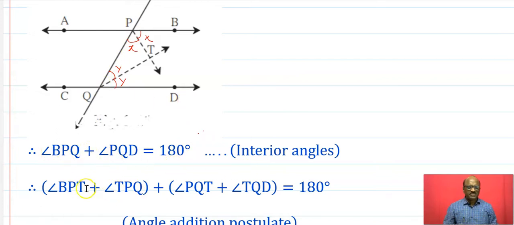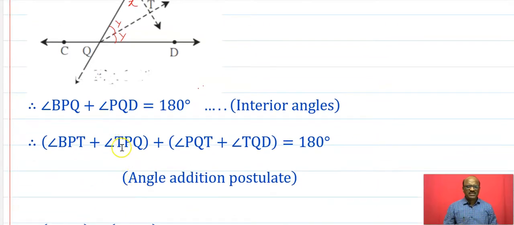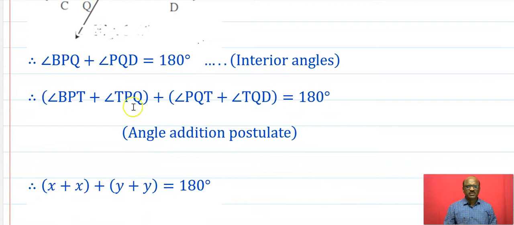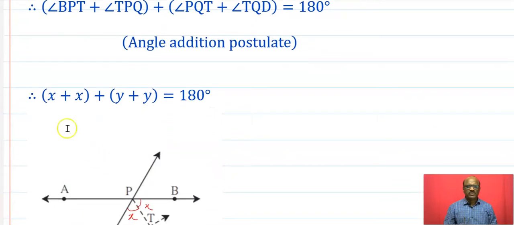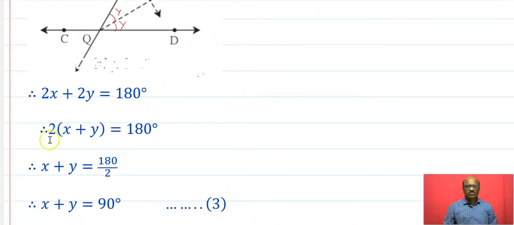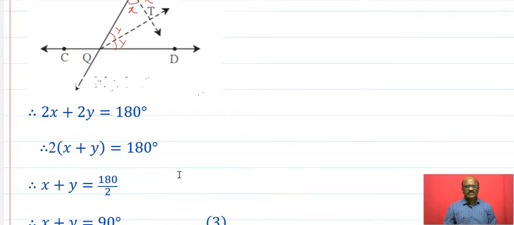And if you split this up, then you will get the measure of angle BPT plus TPQ plus the measure of angle PQT plus the measure of angle TQD is equal to 180 degrees. That is the angle addition property. What about these two angles? That is x plus x and y plus y is equal to 180. Therefore, 2x plus 2y is equal to 180. Take 2 as common. Then 2(x plus y) is equal to 180. Therefore, x plus y is equal to 180 upon 2. And therefore, x plus y is equal to 90 degrees.